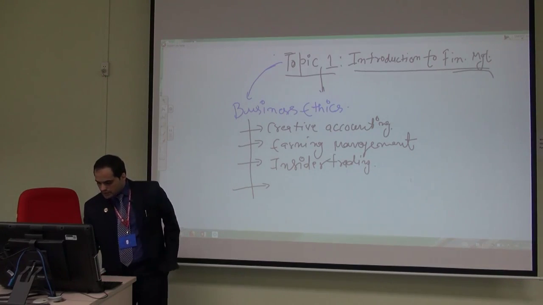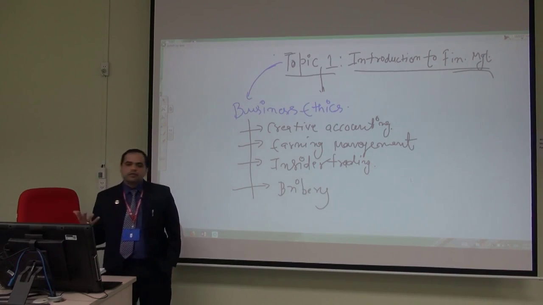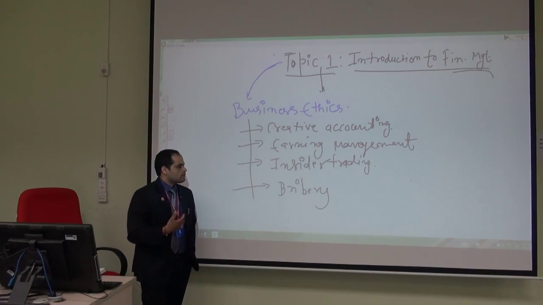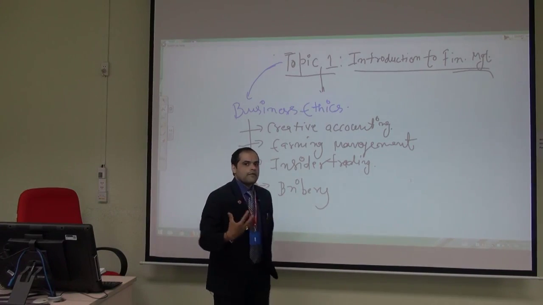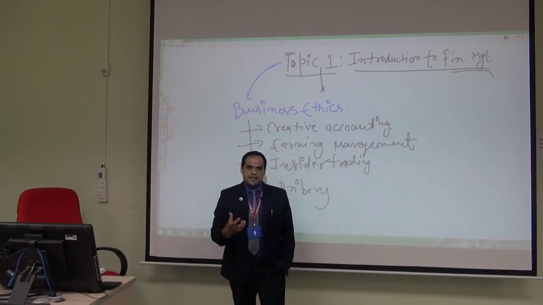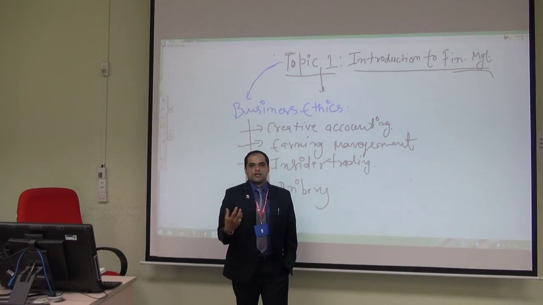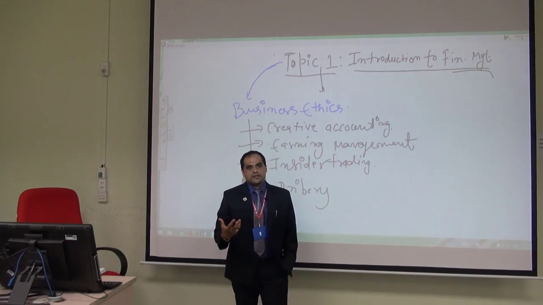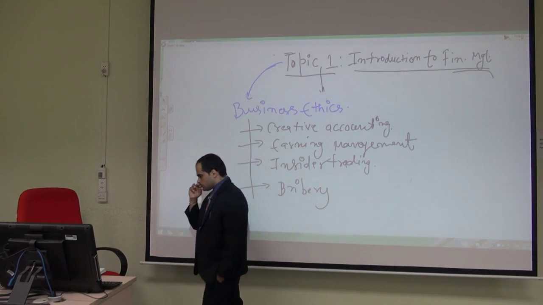Next one is bribery. There is nothing much to say about bribery. You're giving a bribe, right? A bribe means we don't have any evidence of transferring funds, or a legal way or legal reason to transfer the funds. All right. So that's called a bribe.